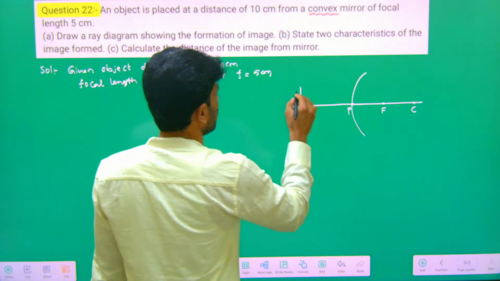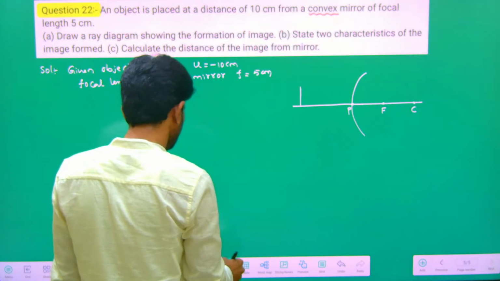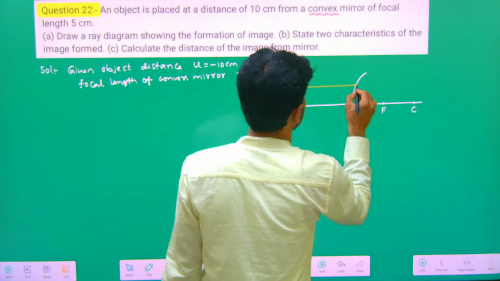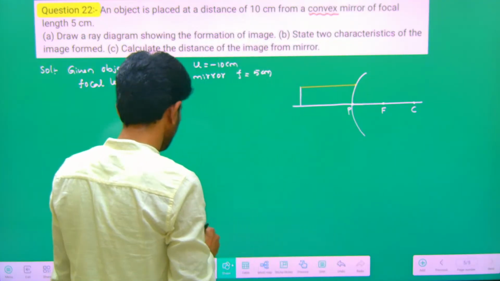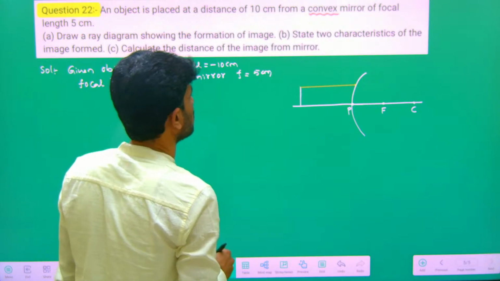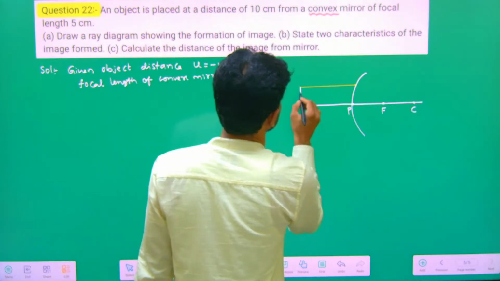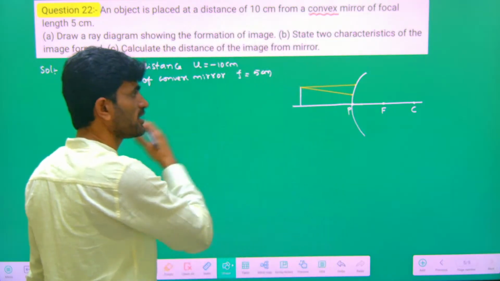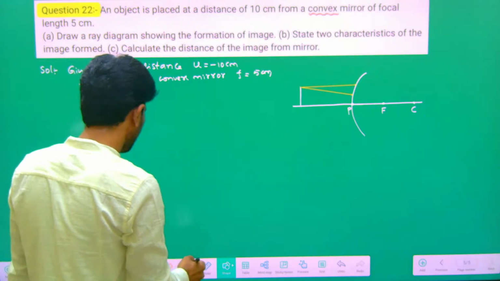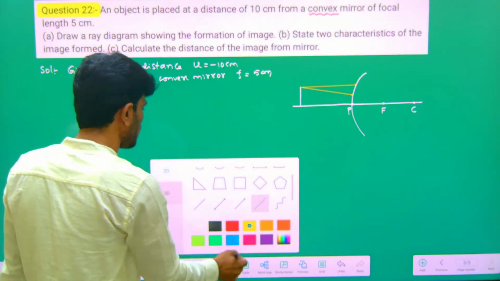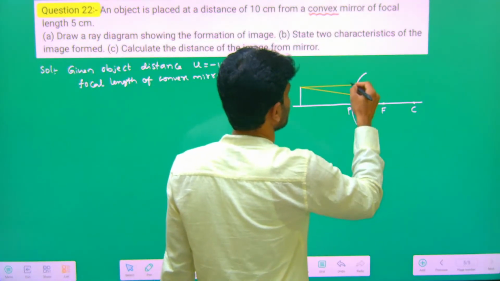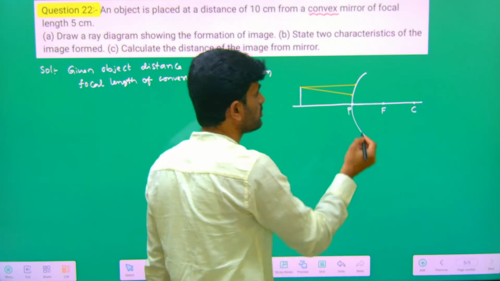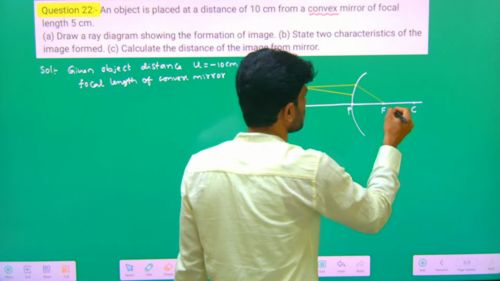Now one ray we will take parallel to the principal axis, and the other ray you can take through focus. Till here, after that they reflect back. If you extend the rays to the other side, it will be like this. Because one of the rays is parallel to the principal axis, it passes through focus like this.